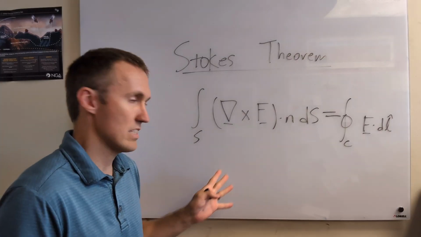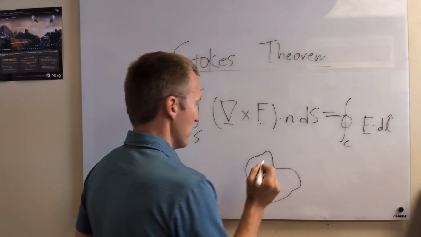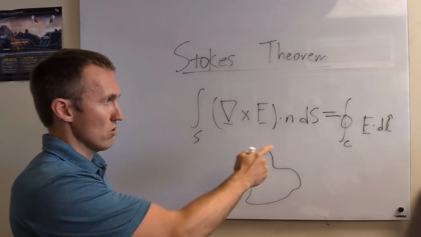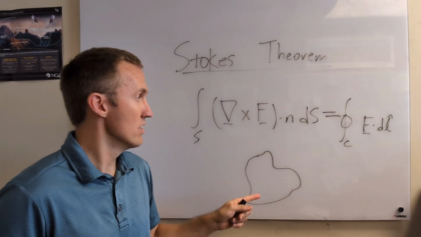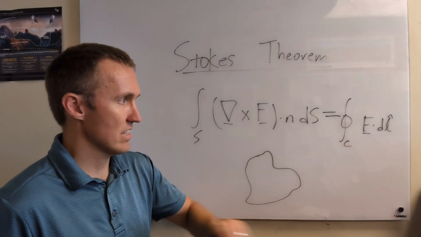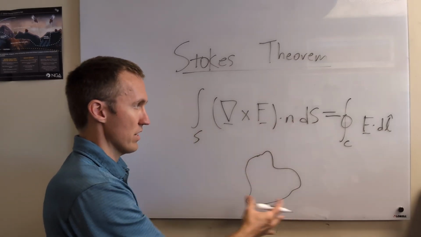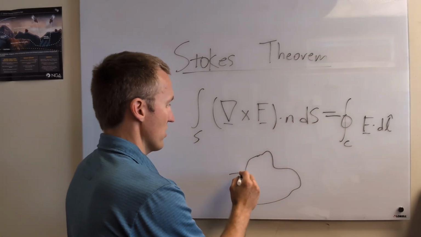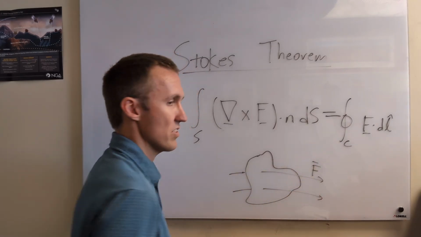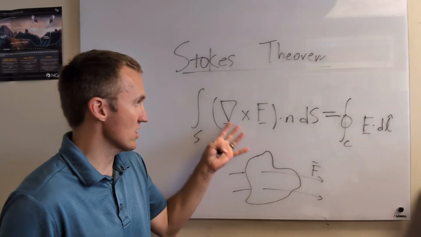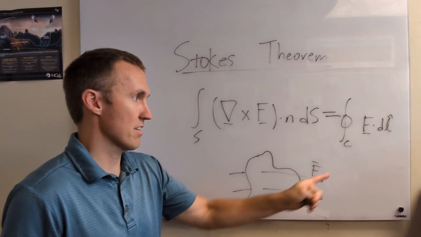So what Stokes theorem is saying is if we have some volume, or really I should say some surface, and let me again just draw a random surface here, the integral of the curl of f over this surface is going to equal the line integral, or the path integral, around the edge of the surface. So if we have some field f that's passing through the surface, we take the curl of that field and integrate that over this whole surface. That's going to equal the line integral around the edge.